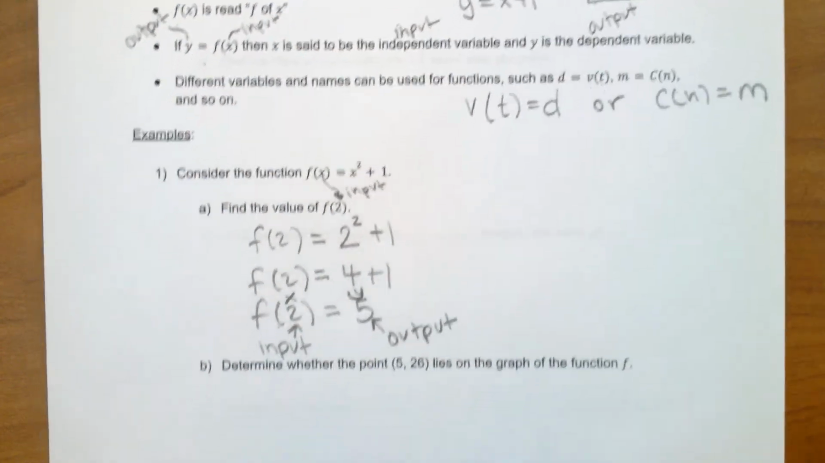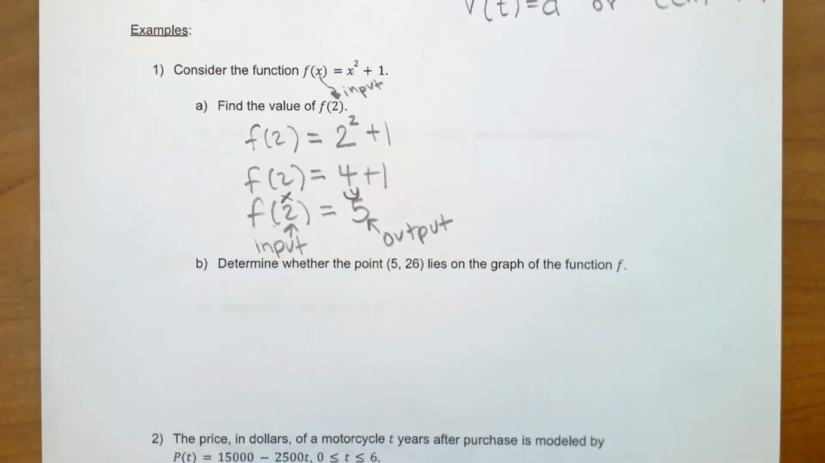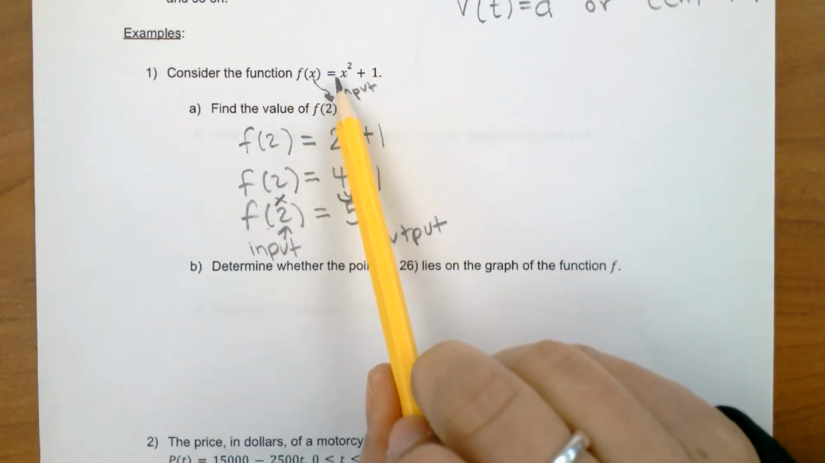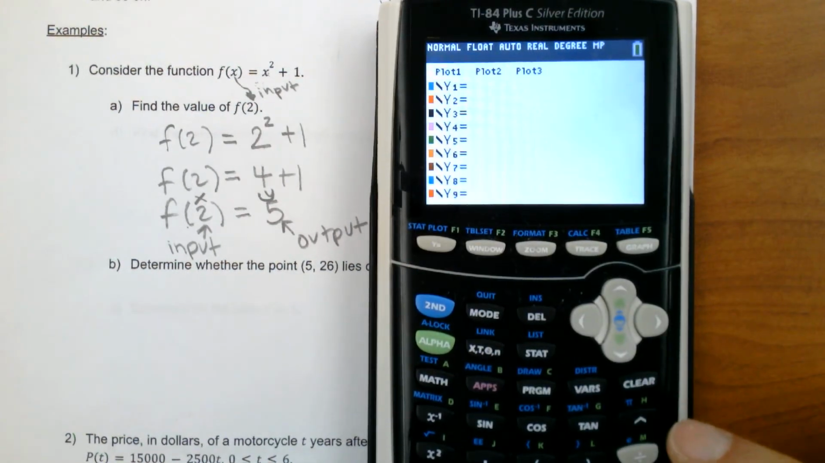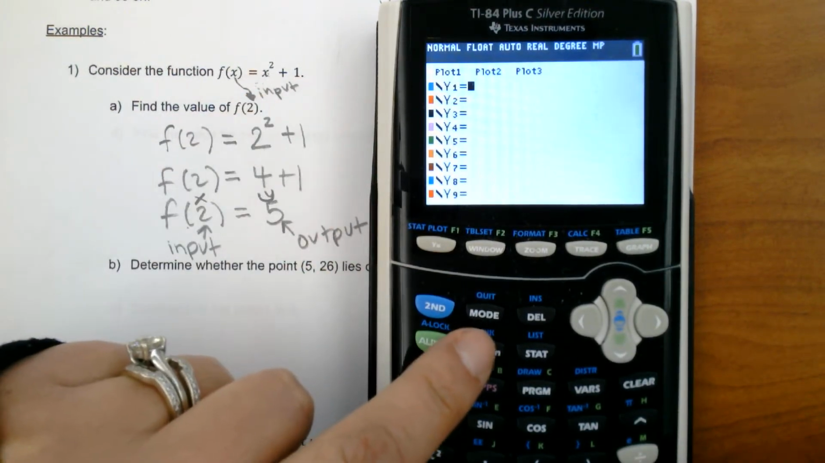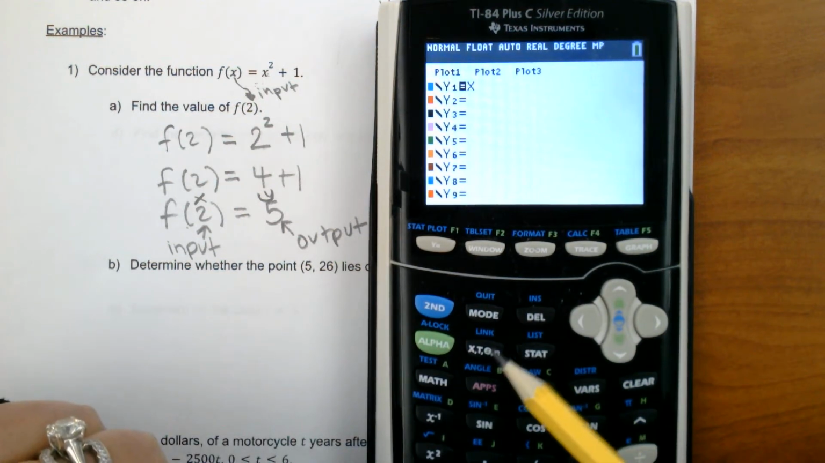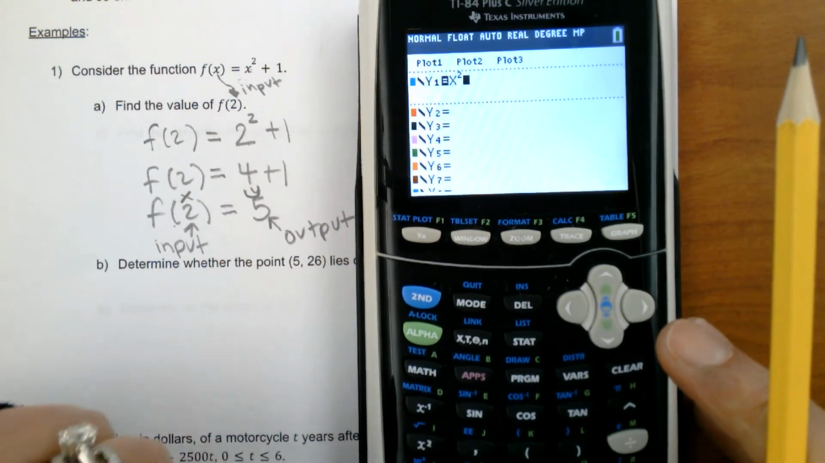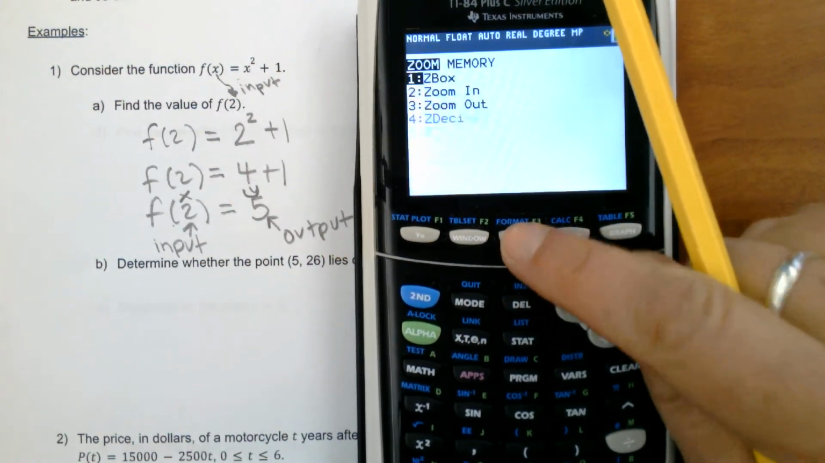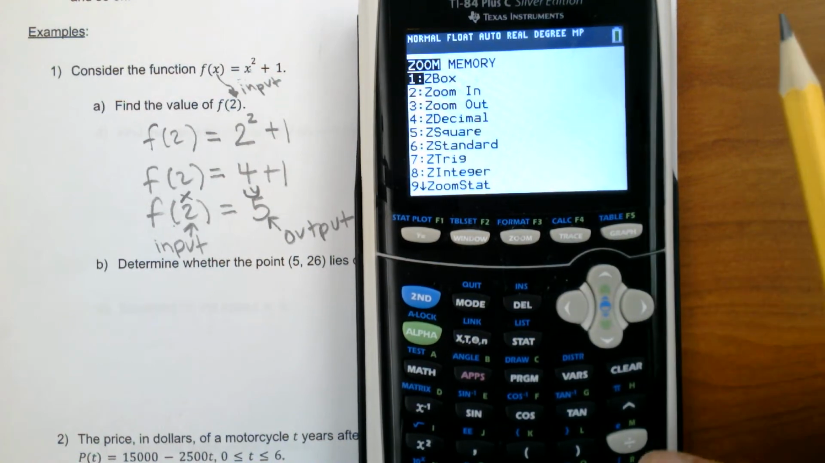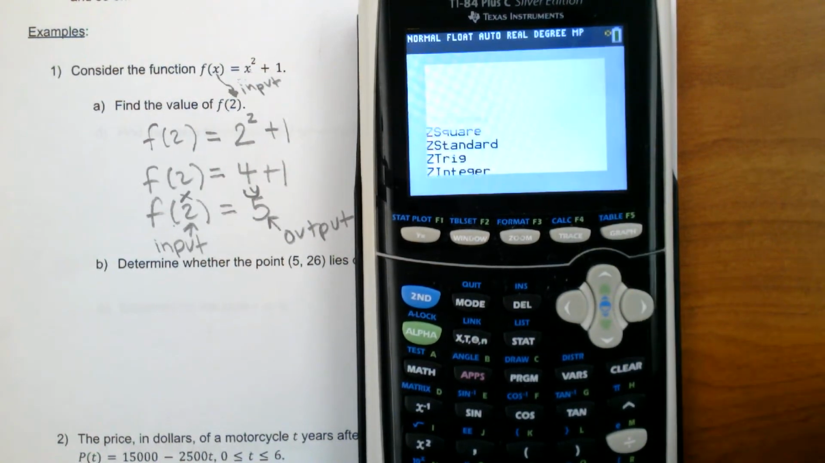Okay. Part B, determine whether the point (5, 26) lies on the graph of the function f. So if we graphed this, actually let's graph this. Let's see what it looks like. So I'm going to put in, remember my x button is right here, X,T,theta,n, that's my x button. And then I'm going to push my square button, plus 1. I'm going to zoom, and you know what, let's do zoom standard, so zoom 6, remember it gives us that nice 10 by 10, let's see if we can see anything.